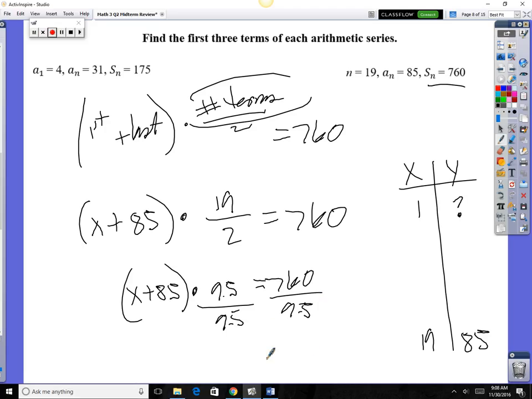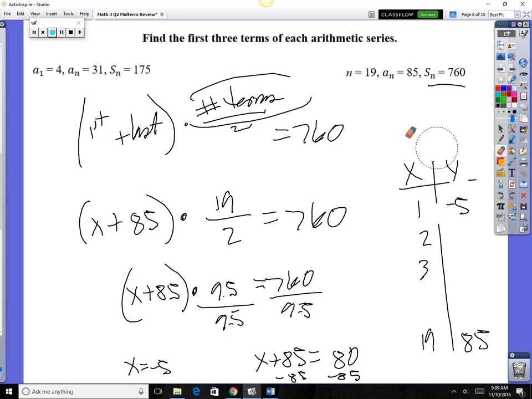So you got x plus 85 is equal to 80. So now you got a minus the 85. Minus 85 here. Minus 85 here. And you should have x is equal to a minus 5. So that means my very first number in that pattern is going to be a minus 5. And we need the second and the third.